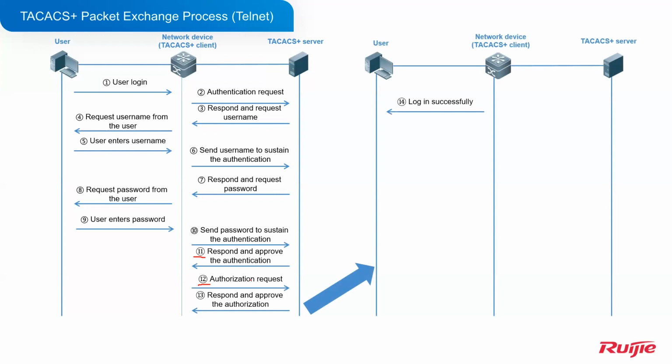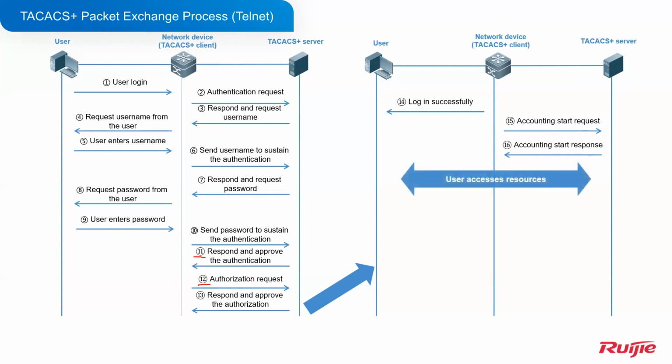The network device will first feed back a result that the user logged in successfully. And then, once the user has successfully logged into the device, we should start accounting. So it will send an accounting start request to the server, and the server will respond, right? Accounting start response. And this time, the user can really access the resources it needs.